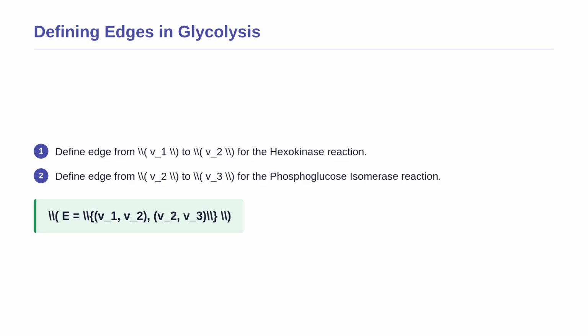Now that we have our vertices, we need to connect them. The first reaction uses the enzyme hexokinase to convert glucose to glucose 6-phosphate, so we create an edge connecting V1 to V2. The second reaction uses phosphoglucose isomerase, creating an edge from V2 to V3. Our final set of edges, E, contains these two pairs. These edges represent the actual chemical reactions that link our database entries together into a functional pathway that the computer can now process.